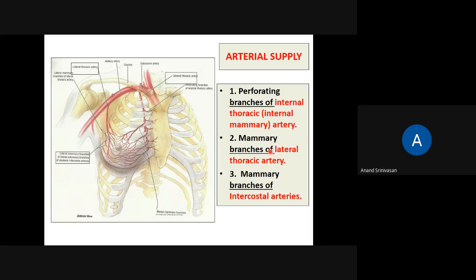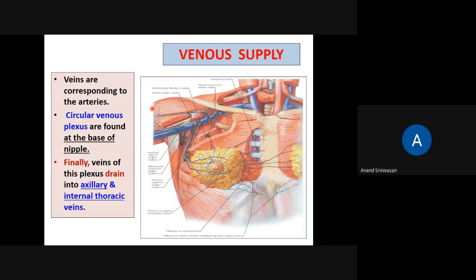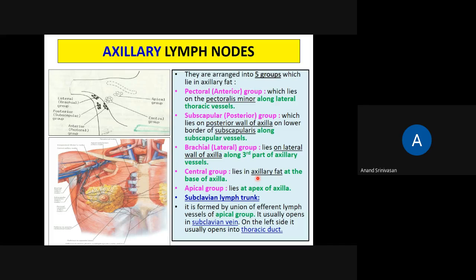So the internal thoracic artery, lateral thoracic artery, and intercostal arteries are the three major blood supplies to the mammary gland. The venous drainage corresponds to the arteries. There are circular venous plexuses around the base of the nipple, and they finally drain into the axillary and the internal thoracic veins, or the internal mammary veins. There will be small venous plexuses around the mammary gland, which drain into the axillary vein as well as the internal thoracic veins. So the arterial and venous drainage are more or less similar.